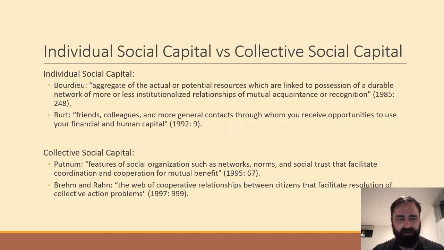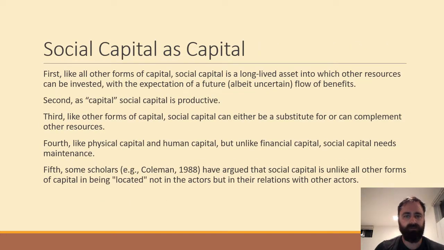That was in '95. And then in '97, Brehm and Rahn said social capital is the web of cooperative relationships between citizens that facilitate resolution of collective action problems. We're going to talk more about collective action problems later in the class, but again, we have these two different forms of social capital. Often you'll hear scholars talk about them as the same thing, but I really think it helps to distinguish the two different ones, and we're going to talk about how we study these two different types of social capital and also what these two different ones give us.